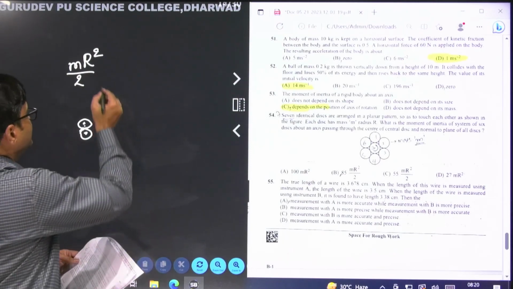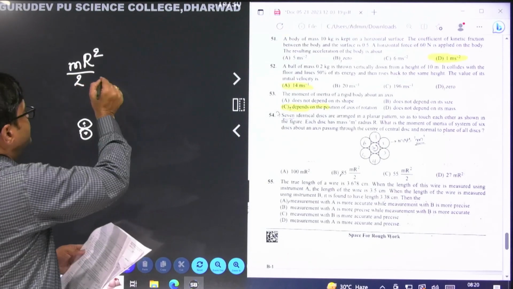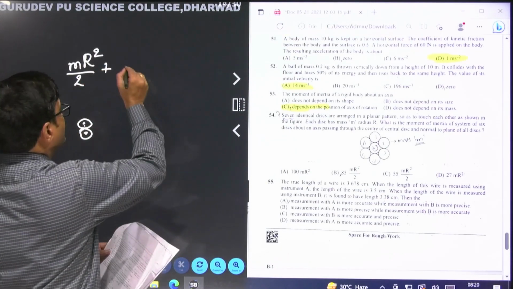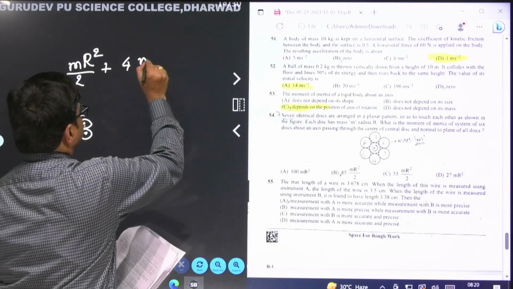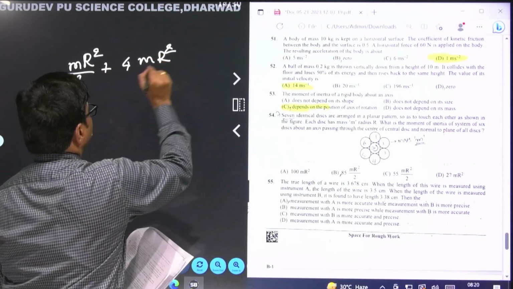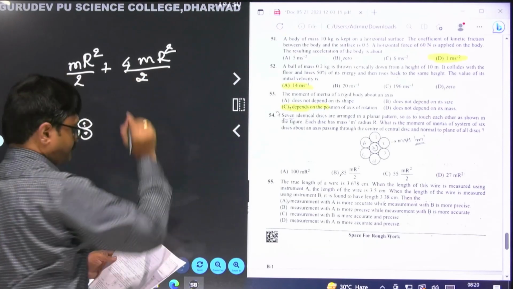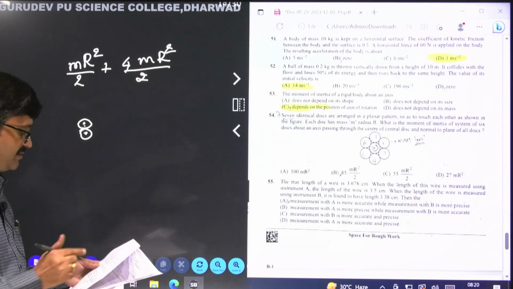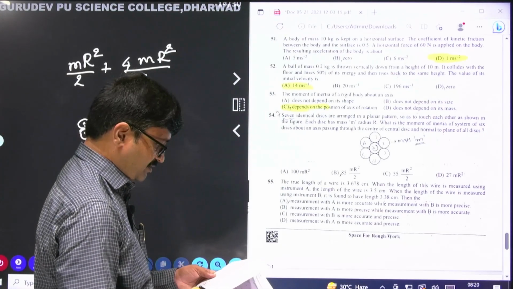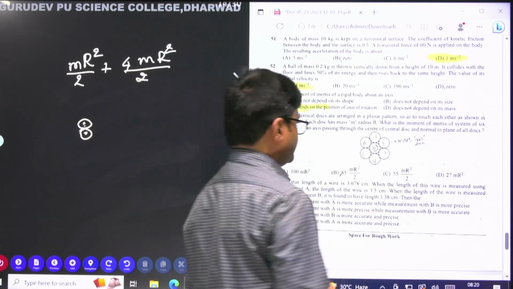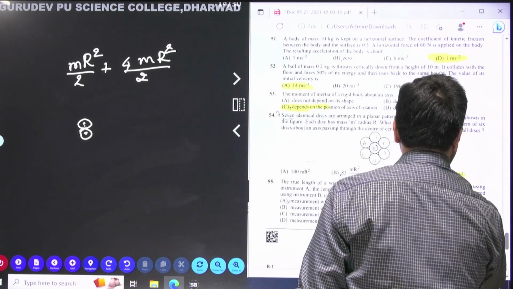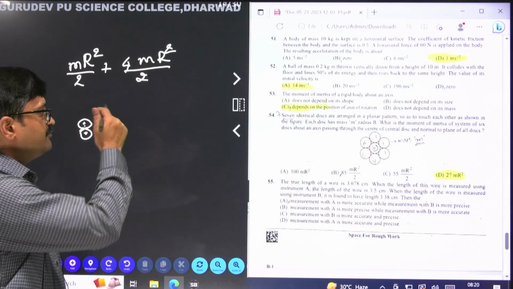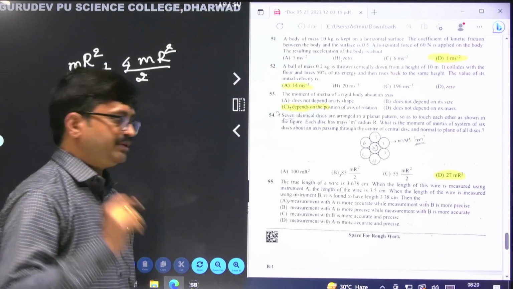So accordingly, I can write the net moment of inertia as m r square by 2 plus 4 m r square divided by 2 again. Okay, so this is where I can get the final answer as 27 m r square. So you can go and have a look at this. With this approach, you can get the answer.